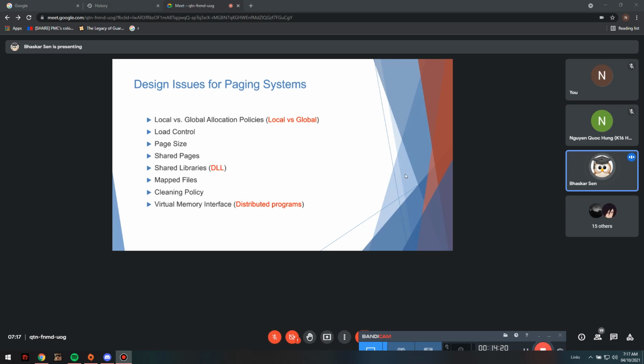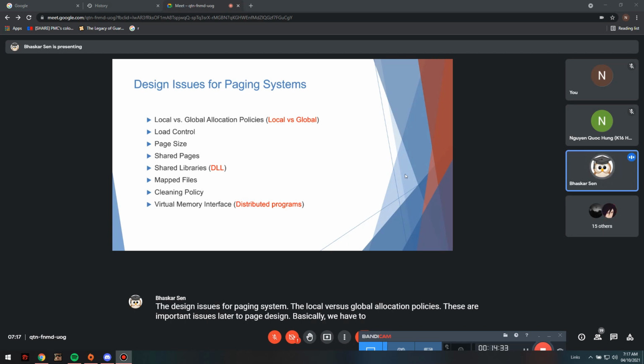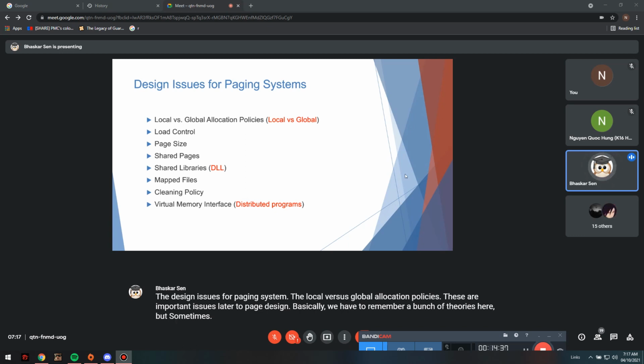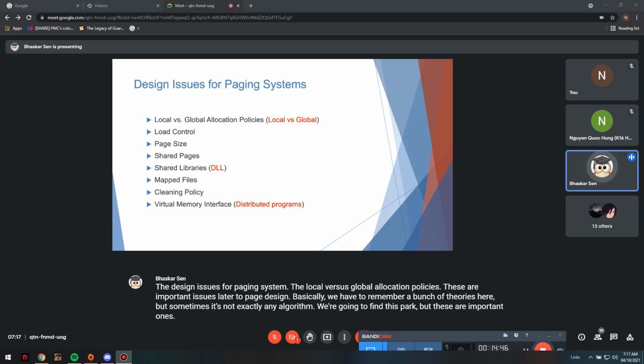The design issues for paging system, the local versus global allocation policies. These are important issues related to page design. Basically, we have to remember a bunch of theories here, but sometimes it's not exactly any algorithm we are going to find in this part, but these are important concepts. So let's see what is local versus global. Now, local versus global is easy to understand.